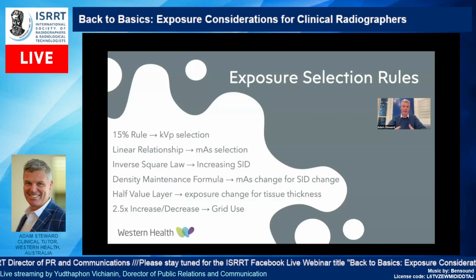But you're going to have to double it and then probably double it again for a high ratio grid, like a 10 to 1, 12 or 13 to 1 grid. But just to be aware of that, okay? And you probably want to utilise your grid when you've got at least 12 to 14 centimetres of tissue thickness. You probably want to think about utilising a grid, okay?